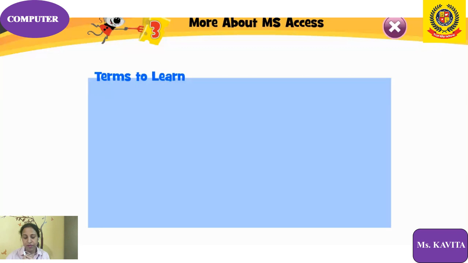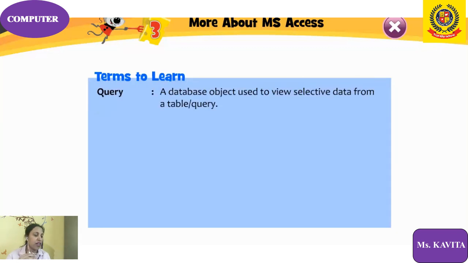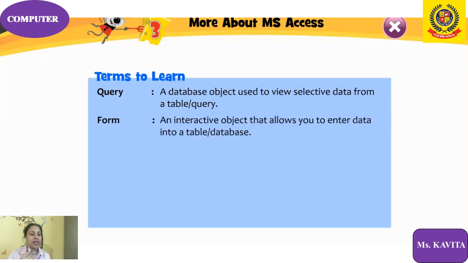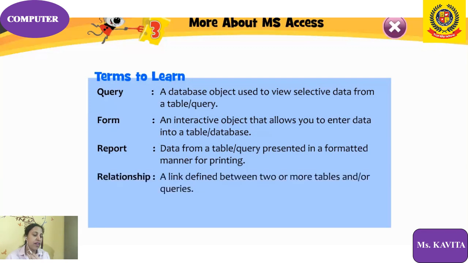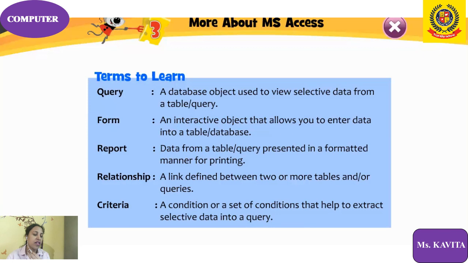Now terms to learn. Children, you have to write these terms to learn in your notebook. Query, a database object used to view selective data from a table. Form, an interactive object that allows you to enter data in a table or database. Report, data from a table or query presented in a formatted manner for printing. Relationship, a link defined between two or more tables and or queries. Criteria, a condition or a set of conditions that help to extract selective data into a query.